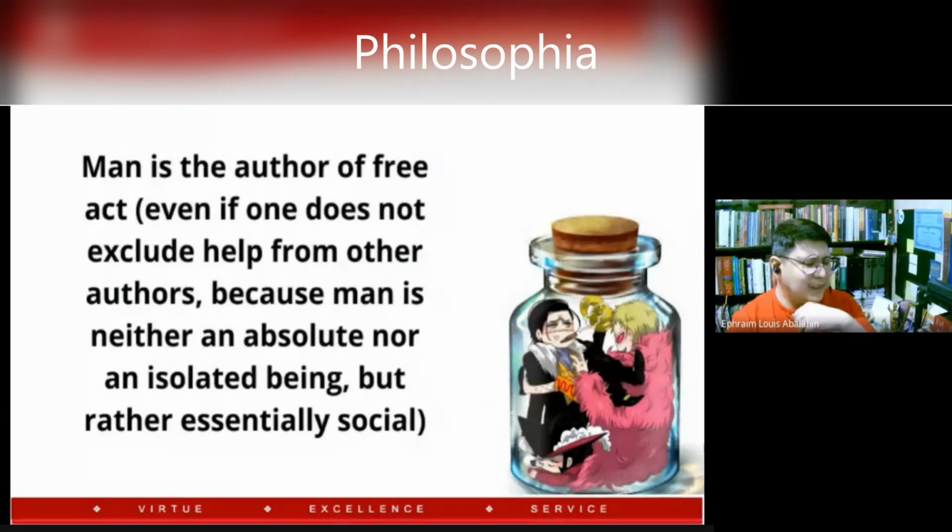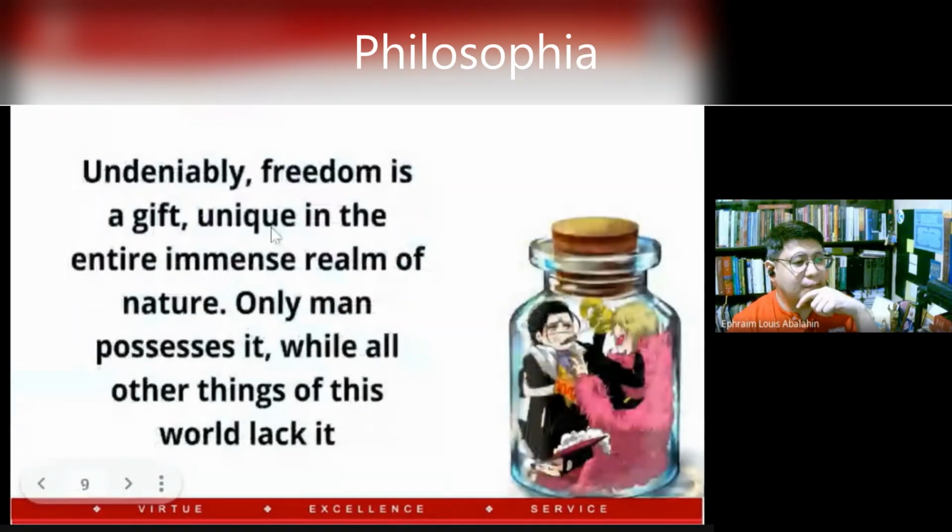Now, undeniably, kahit na merong nakaakibat na responsibility ito, freedom is a gift. Freedom is a gift, unique in the entire immense realm of nature, because only the human person possesses freedom, while all other things of this world lack it. Tayo lang. And again, the justification for saying this is the embodiment of the Spirit. Mamaya ulitin ko ulit yun. We have the intellect and the will, na wala yung ibang components and other species of this world. Tayo lang ang meron nun.